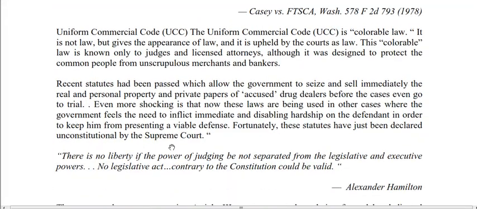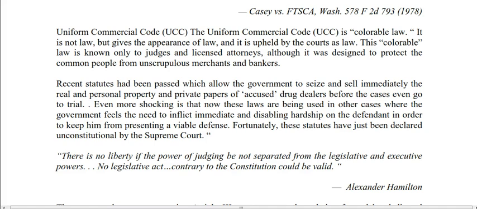Uniform Commercial Code is colorable law, and is not law, but gives the appearance of law and is upheld by the courts as law. This colorable law is known only to judges and licensed attorneys, although it was designed to protect the common people from unscrupulous merchants and bankers.